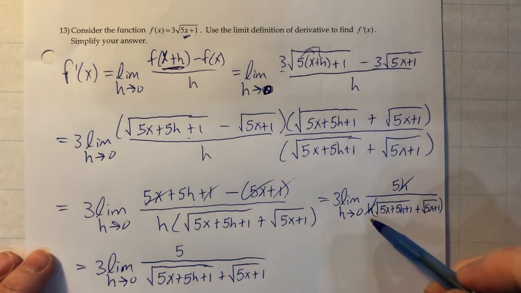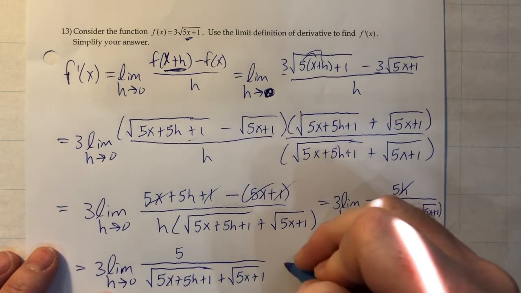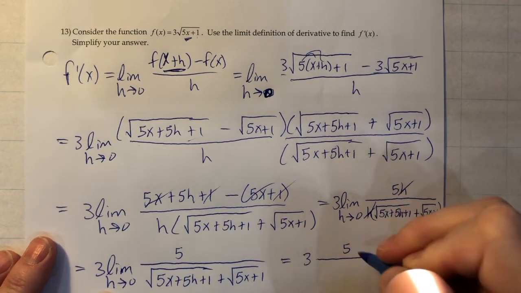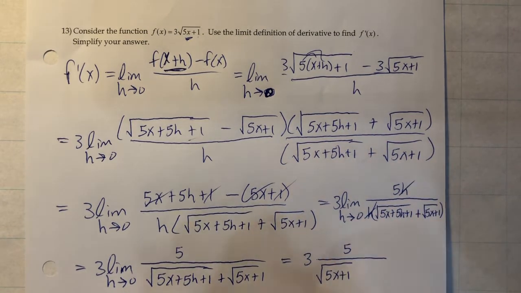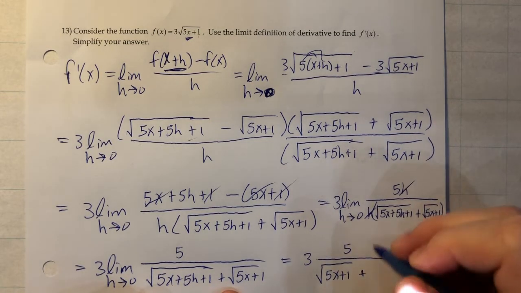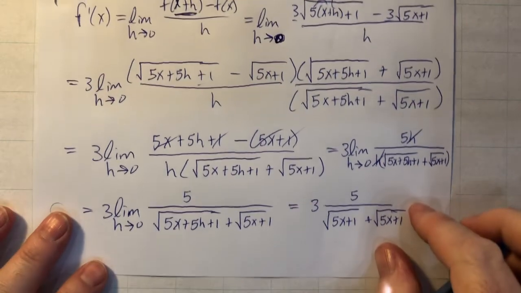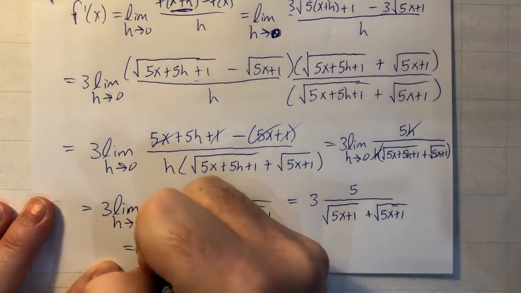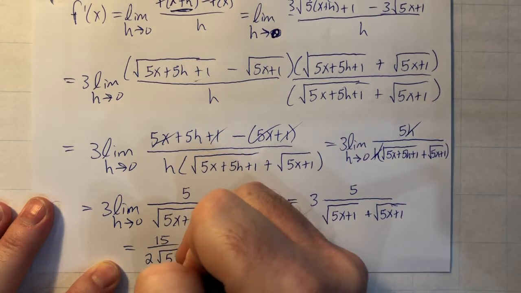And now, because we canceled that h, plugging a 0 in for h is not going to create a 0 denominator anymore. So we do that to evaluate. So we get 3 times 5. Here we get the square root of 5x plus 1, because if we plug a 0 in for that h, it goes away. And then plus this 5x plus 1 in the square root. So kind of looking at where that puts us now, we have the 3 times 5 is 15. And these are exactly the same, so we have 2 of them, so 2 square roots of 5x plus 1.